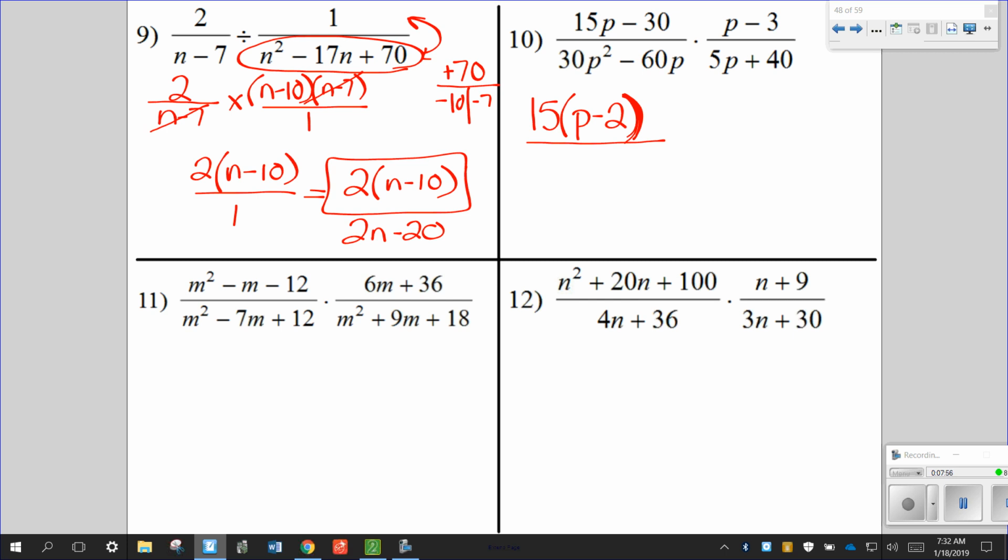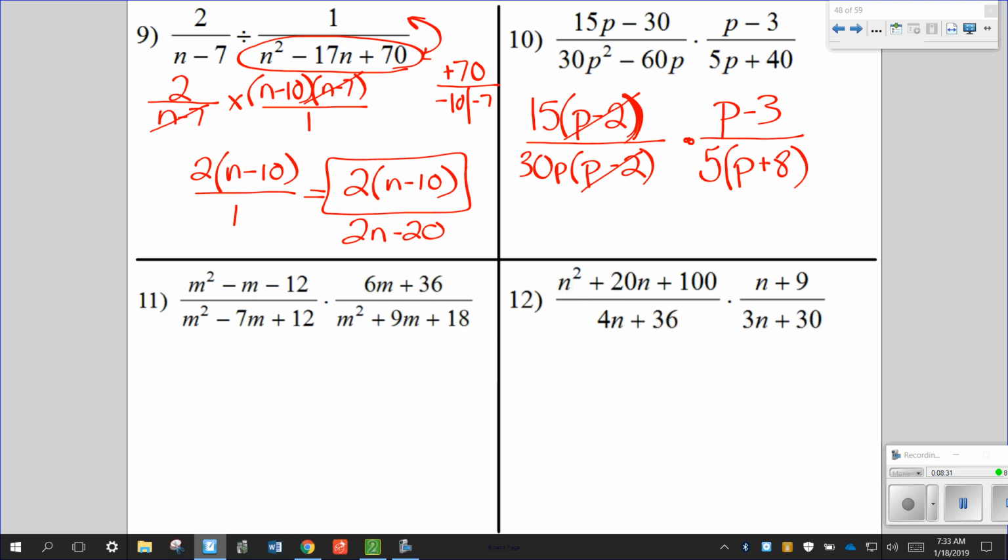All right, now let's factor the denominator. Greatest common factor of 30 here, and they both share a p. So we can factor both of those out, and we're left with p minus 2 in the parentheses. So, woohoo, I already see a p minus 2 and a p minus 2. Let's see what else we get here. All right, p minus 3, can't simplify anything there, but the denominator has a 5 that we can take out as a common factor. We're left with p plus 8.